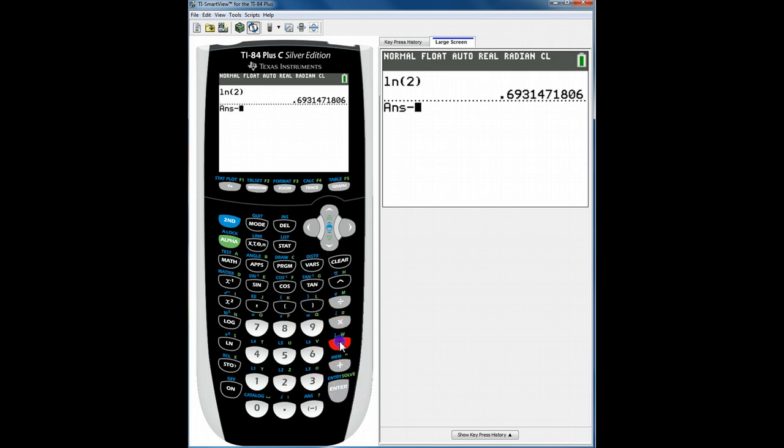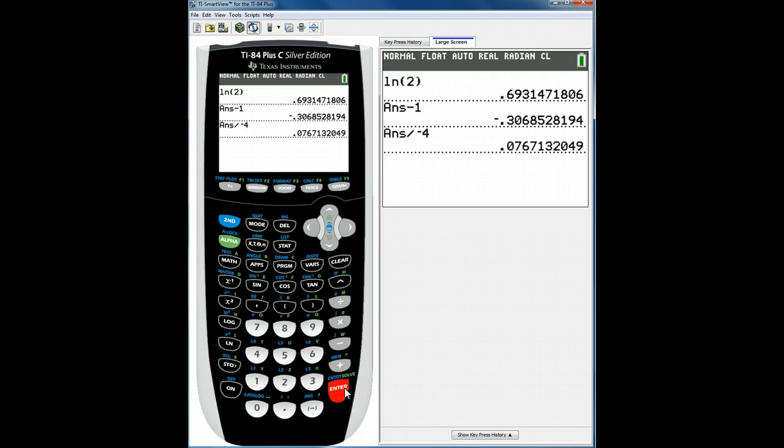But then if you just press minus 1, it'll subtract 1 from that last answer. And then finally, we just want to divide by negative 4. So divide it by negative 4, and that should give us the answer that we're trying to get. You could also put the entire problem in, but just be careful with the numerator and denominator.